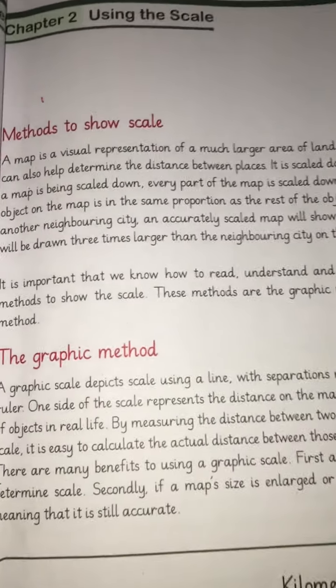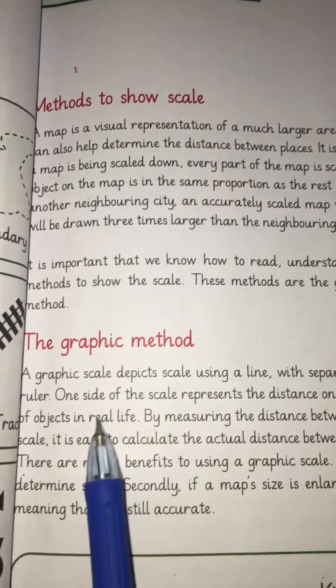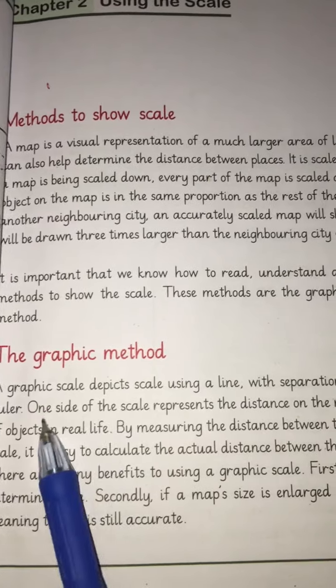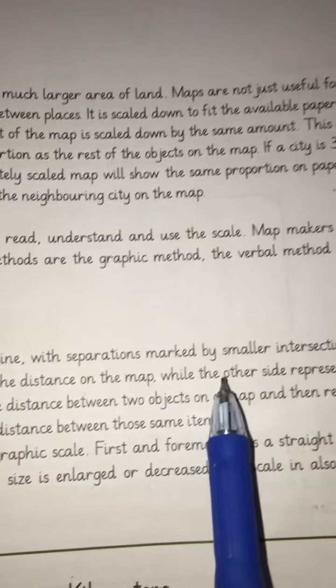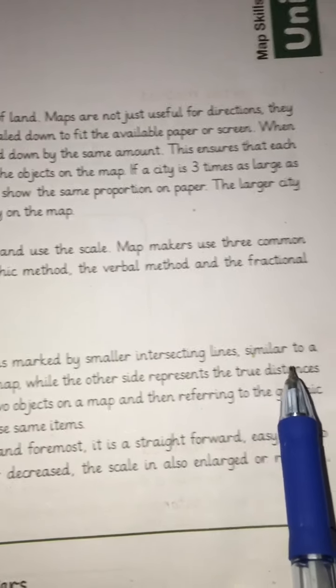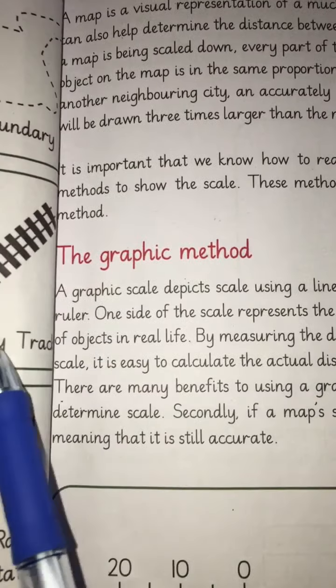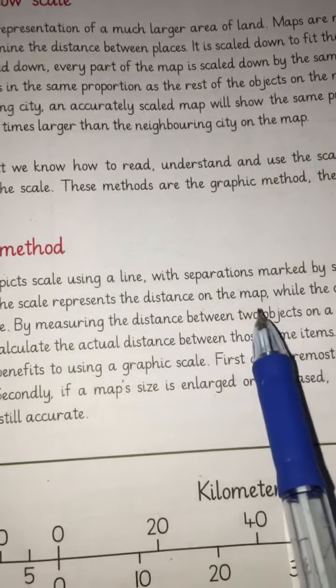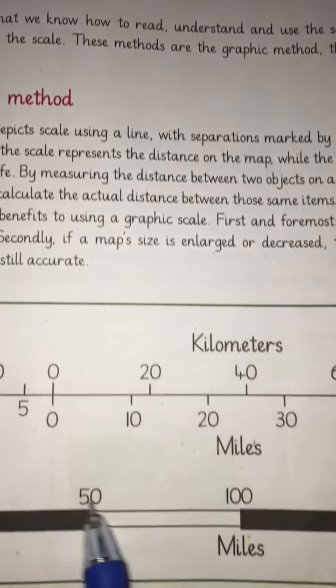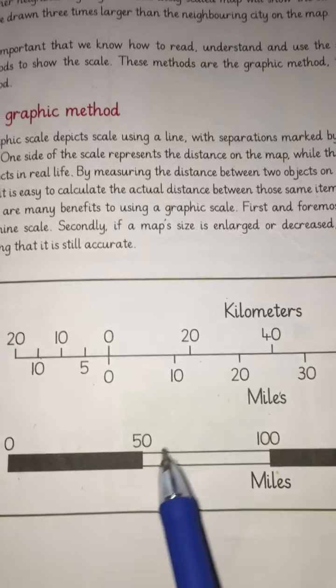Let's start first method, the graphic method. A graphic scale depicts scale using a line with separations marked by smaller intersecting lines similar to a ruler. One side of the scale represents the distance on the map. Yani, as you can see here that it looks like a ruler.